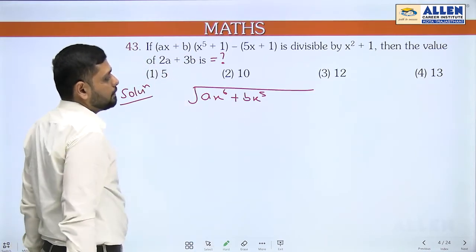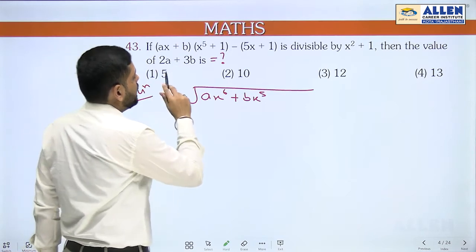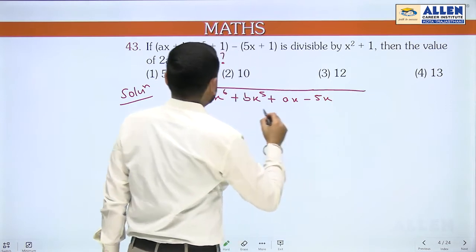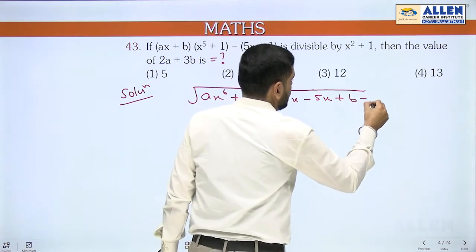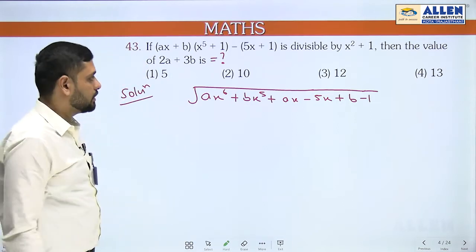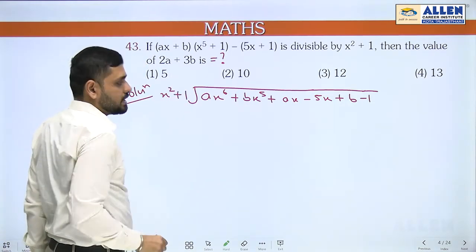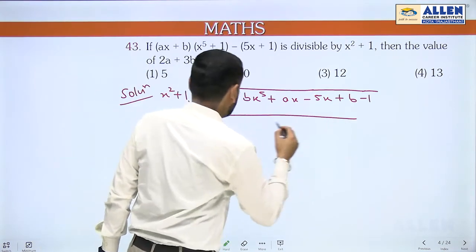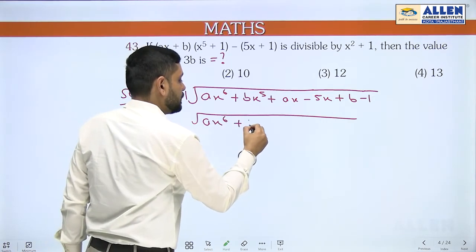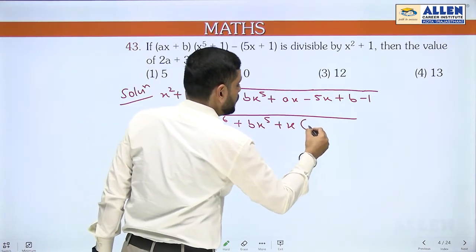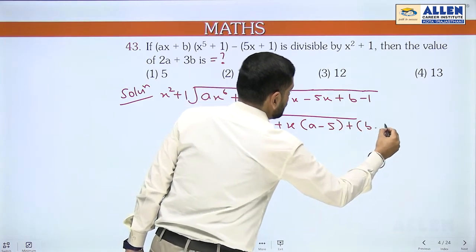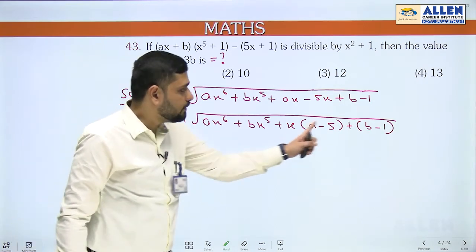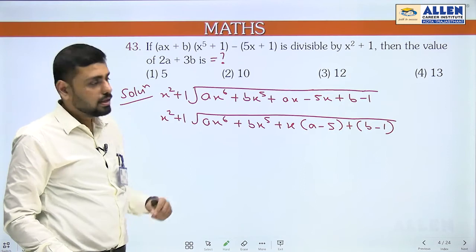ax^6 + bx^5, and again if we multiply further, we will get ax - 5x + b - 1. This we will divide by x² + 1. If we simplify it into the simplest form, we get ax^6 + bx^5, we take x common, and we get (a - 5 + b - 1), and here x² + 1. So this will be our dividend and this will be our divisor, and now we will divide it.